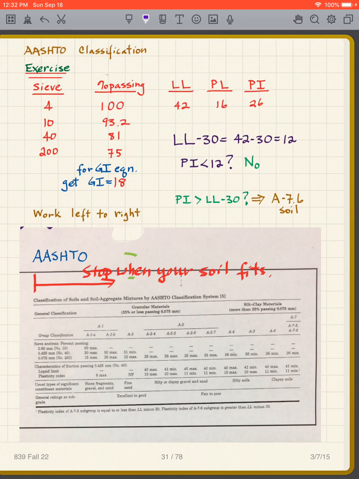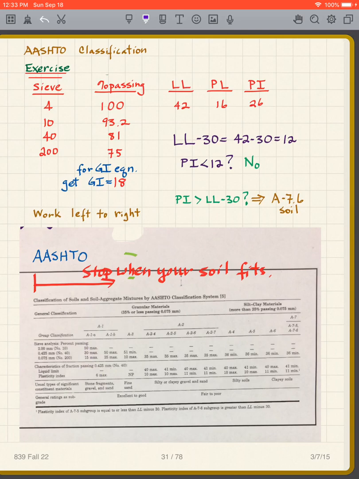Okay, so what are we going to do? Let's look at it. We go one at a time. I'm going to start at the left side and go to the right. I'm going to stop and check this soil first. It says passing the number 10, I can only have 50 maximum. Well, here's my number 10. I have 93.22, so that doesn't fit. I have to keep going.